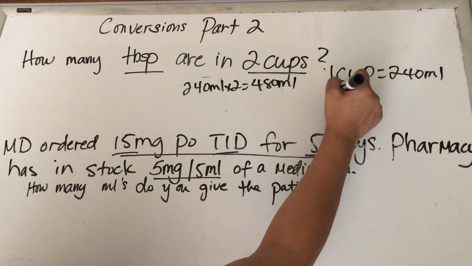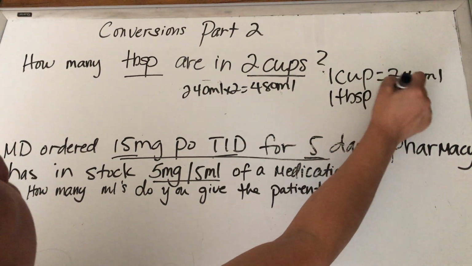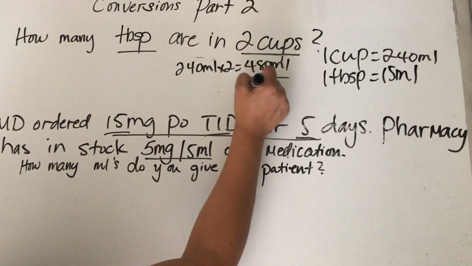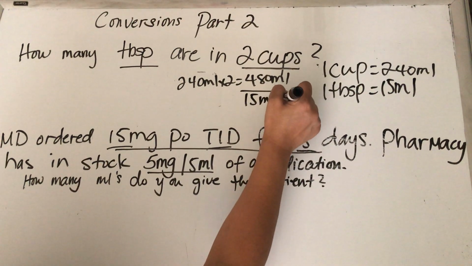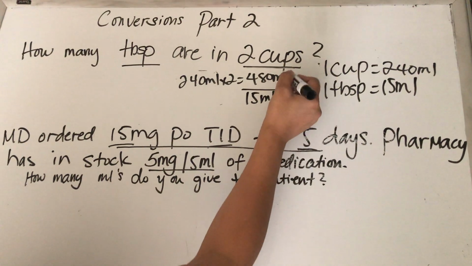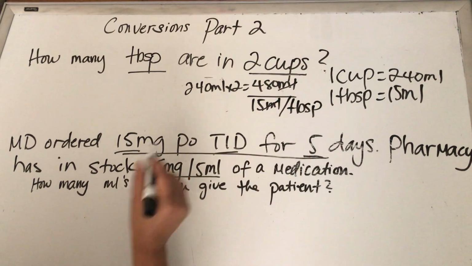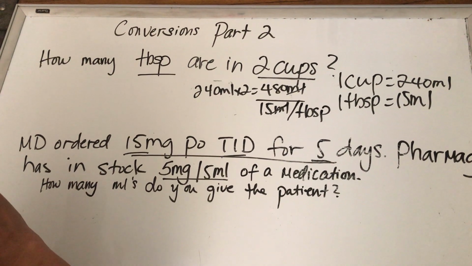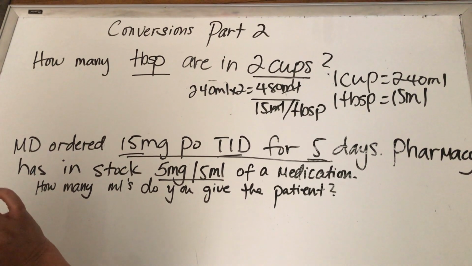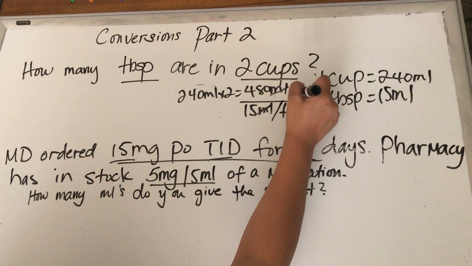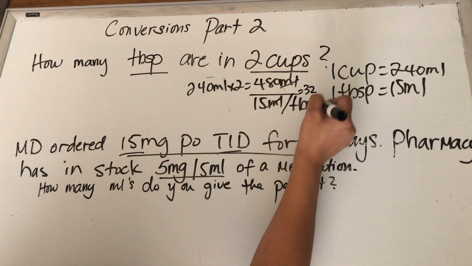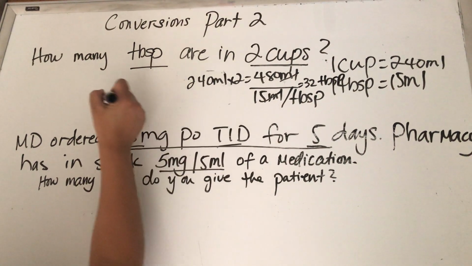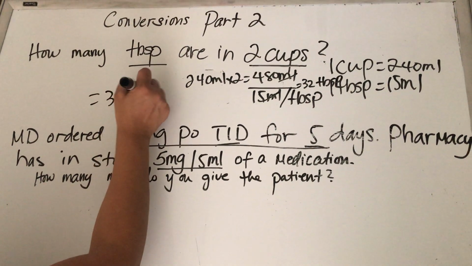You know that 1 tablespoon is equal to 15 milliliters. So you're going to divide it by 15 milliliters over tablespoon. You know that milliliters cancel each other. You're going to divide 480 divided by 15, which is equal to 32. And then you have to put this as your end unit. So 32 tablespoons. So your answer should be 32 tablespoons.